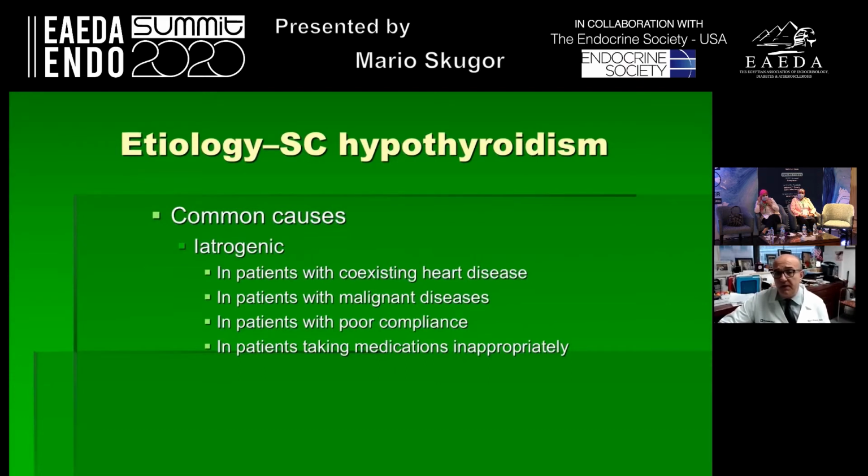Well, there are some common causes. Subclinical hypothyroidism could be iatrogenic because people are kind of afraid to treat hypothyroid patients properly. So, for example, in patients with coexisting heart disease, sometimes people will keep the TSH higher to kind of prevent arrhythmias. I think that is a wrong thing to do, but people do that. In people with malignant diseases, there's some evidence that keeping the TSH slightly higher in the reference range will actually cause people to live longer and have better survival times.